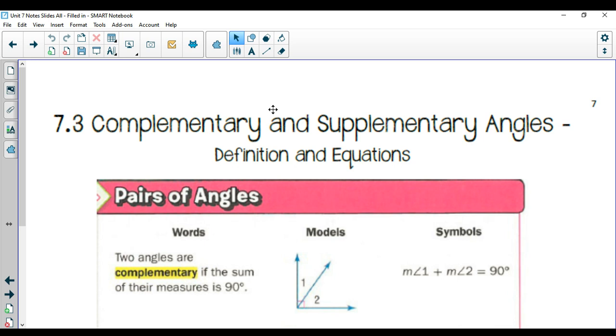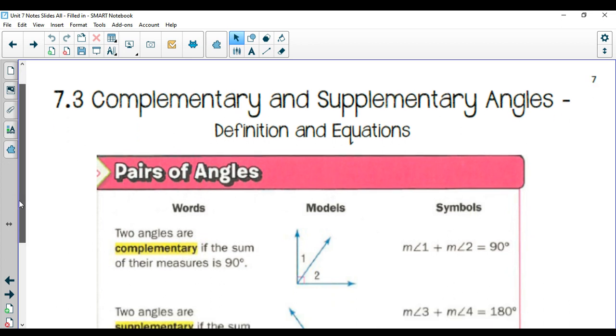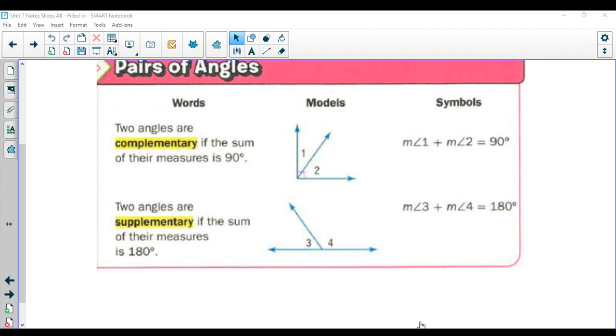Lesson 7.3 is complementary and supplementary angles. We're going to do both the definitions of these and then also equations with these today. So the first thing that we need to do is figure out what complementary and supplementary angles are.